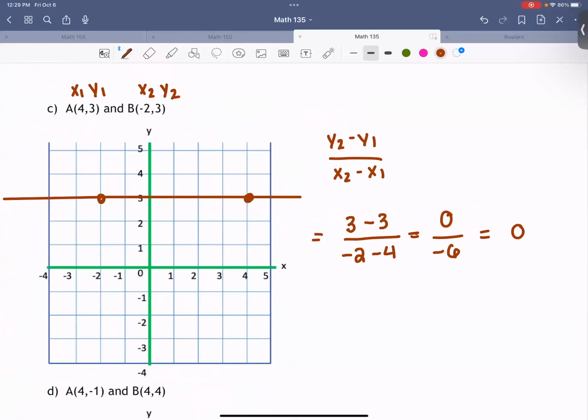Where's -4? It's -4. Yeah, gotcha. So actually, this isn't a coincidence, okay? Whenever you have a horizontal line, the slope will always be 0, because when you subtract 2 points that have the same y values, it becomes 0. Did you have a question? No. Okay. So in general, a horizontal line has slope 0.